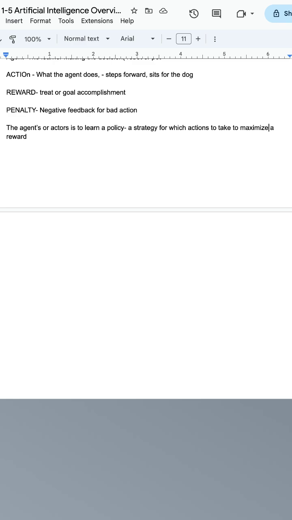More real world examples of reinforcement learning would be self driving cars. So, I'm going to do examples of reinforcement learning. You have the self driving cars: reward for navigating safely, penalty for collisions.